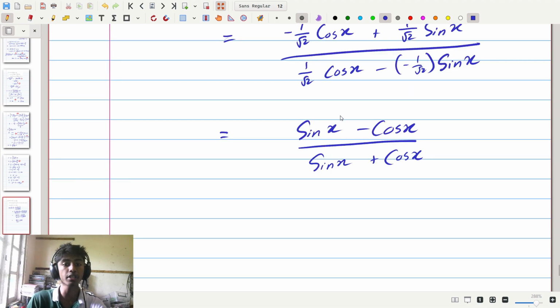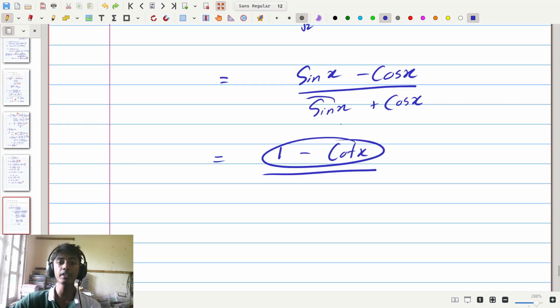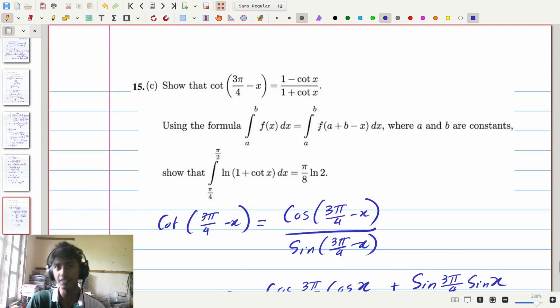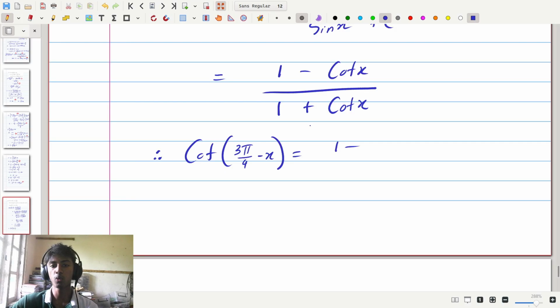Now the final step to do here is to divide everything by sine of x. So doing so, we can see we get on top just 1 minus cosine of x divided by sine of x, which is the cotangent of x, and in the denominator we get sine of x divided by sine of x, which is 1, plus cosine of x divided by sine of x, which is cotangent of x. So therefore we can see we finally get the form we were looking for of 1 minus cot x divided by 1 plus cot x. So as a final statement, we can say therefore cotangent of 3 pi by 4 minus x is equal to 1 minus cot x divided by 1 plus cot x.